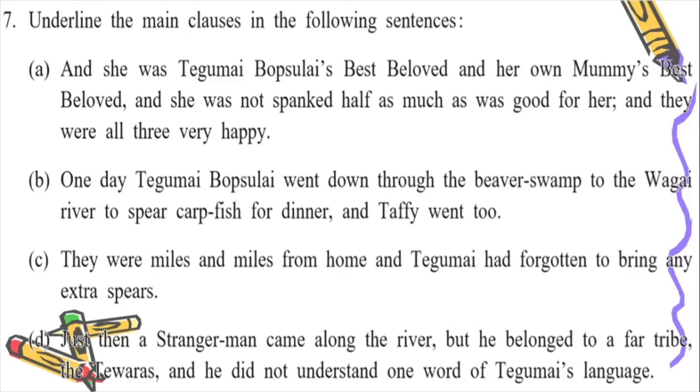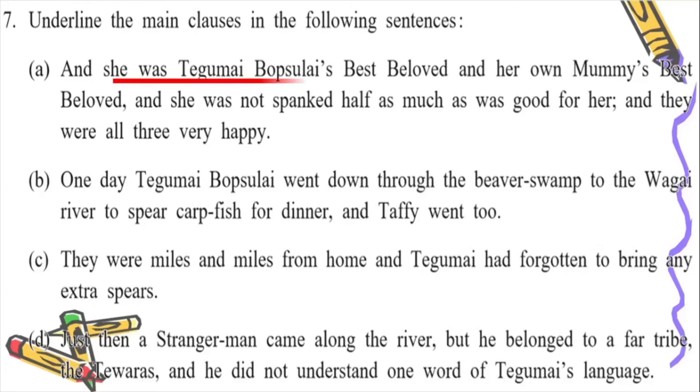Sentence number one. And she was Tegumai Bopsulai's best beloved, and her own mummy's best beloved. And she was not spanked half as much as was good for her. And they were all three very happy. So see how many main clauses can you pick out from this sentence?